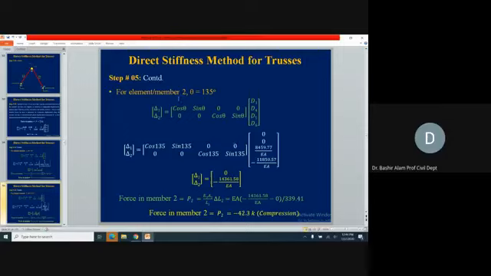Next, we go to step number 5. Again, this step is the transformation matrix with the global coordinates. We multiply them and get the local displacement. So this is how it was, 135 degrees. And we already have D3, D4 were 0. D5, D6 we found. So this is how we get delta. Now again that basic equation for finding out the force we are using. So this gives minus 42.3. This is the compression force.